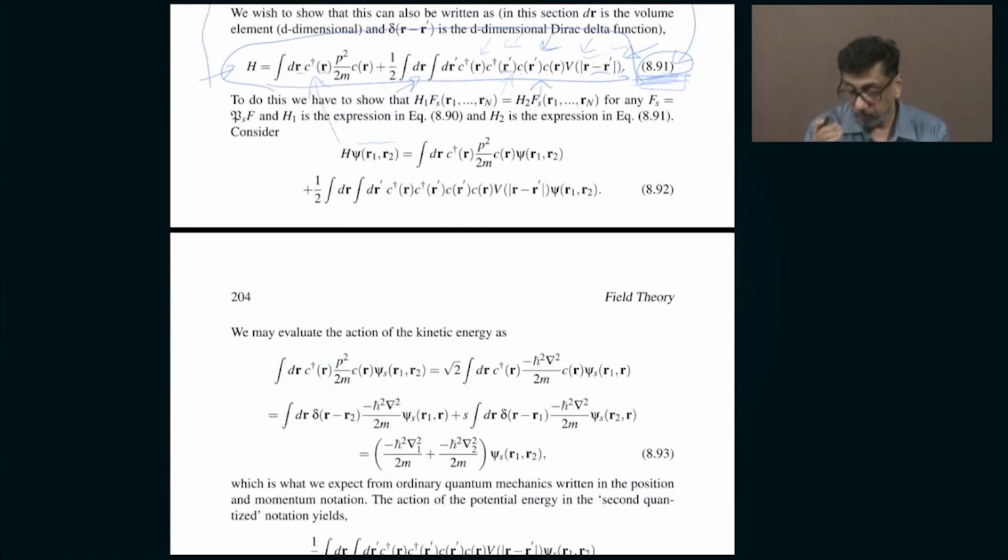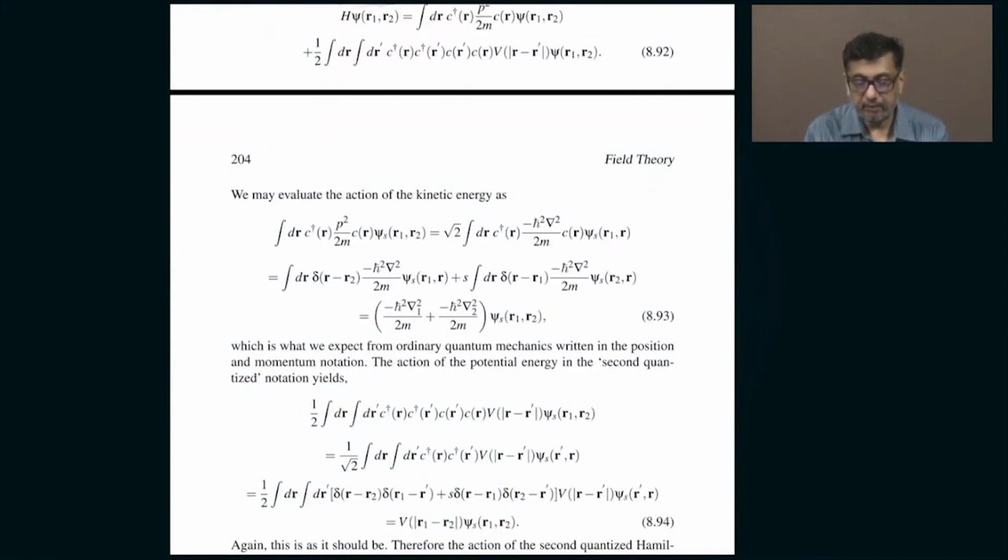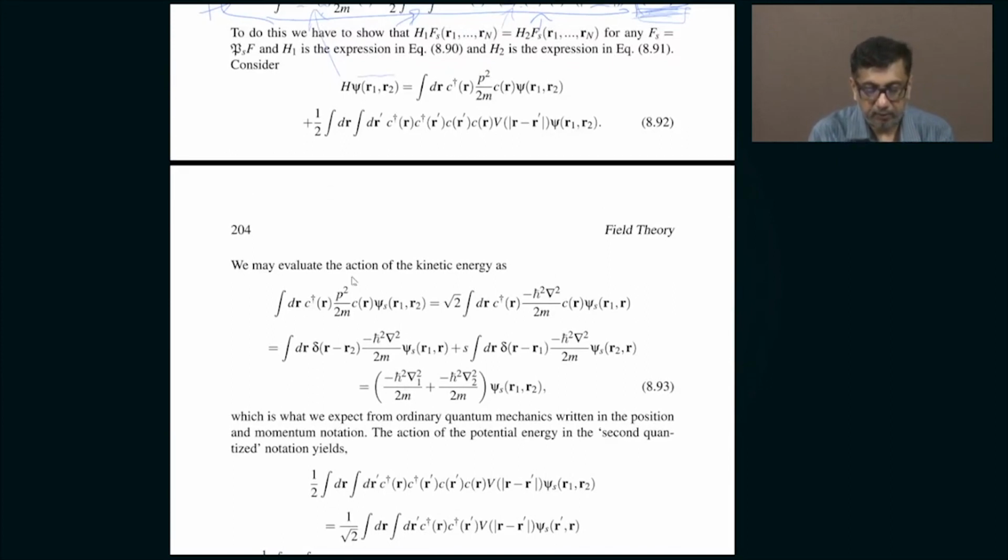Okay. So, the question is how do you deal with that? I mean, how do you prove that? So, you prove that through the following. What you do is you do it one by one. First, let us focus on kinetic energy. So, you see the kinetic energy written out in terms of this so called second quantized form.